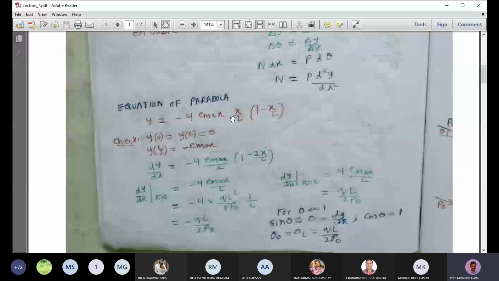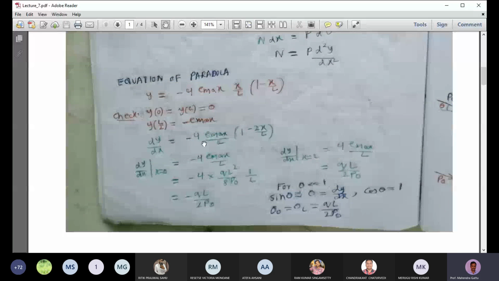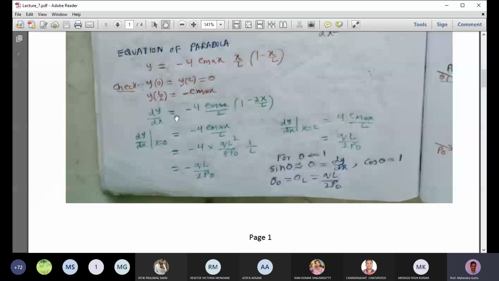Now we'll find out what dy by dx is. We differentiate with respect to x, and we get 4 e max by L into x minus x square by L. If you differentiate x, we get 1, and if you differentiate x square, we get 2x. So this is dy by dx, the slope of the parabola. We can find the slope at x is equal to 0 and the slope at x is equal to L. If you substitute x is equal to 0 here, we simply get minus 4 e max by L, and if you substitute x is equal to L, we get plus 4 e max by L.